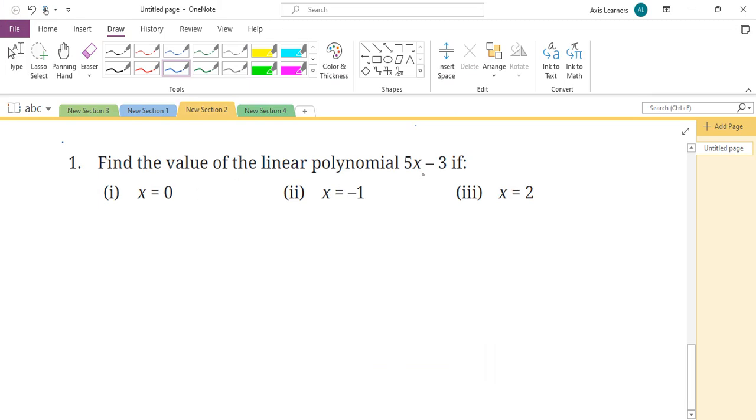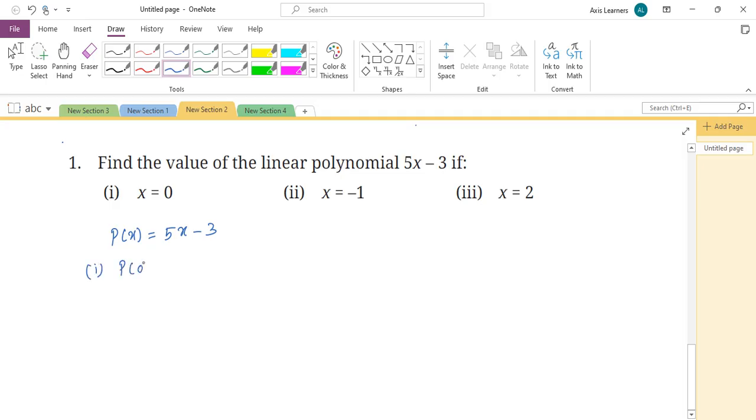Find the value of the linear polynomial 5x minus 3 if x is equal to 0. So we need to find the value of this polynomial. So what is the linear polynomial? P of x is equal to 5x minus 3. We need to substitute x is equal to 0 in this polynomial. So let me take the first one.